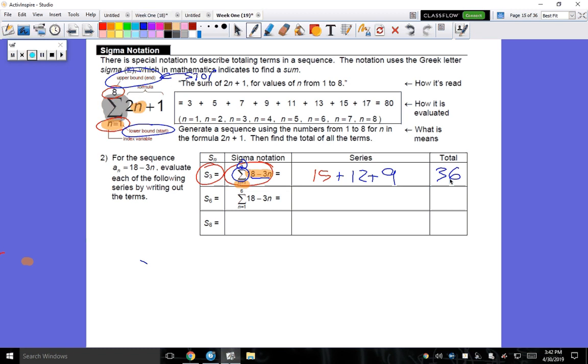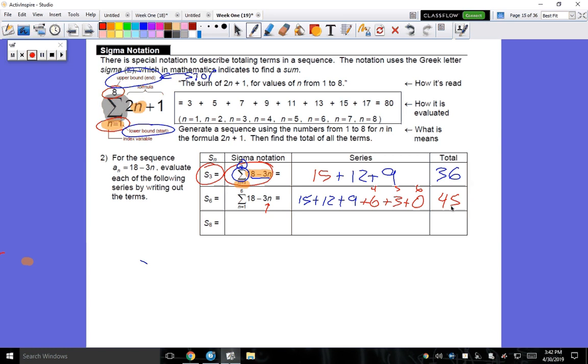Okay, this one says add them up all the way to 6. Not to 3, but to 6. So we've already done the first 3. Now, when n is 4, 5, and 6, well, if it's 4, it's going to be 18 minus 12. That's what? 6. If it's 5, it's 18 minus 15, which is 3. And if it's 6, it's 18 minus 18, which is 0. And all we're doing is adding this so that we're going to get 45.